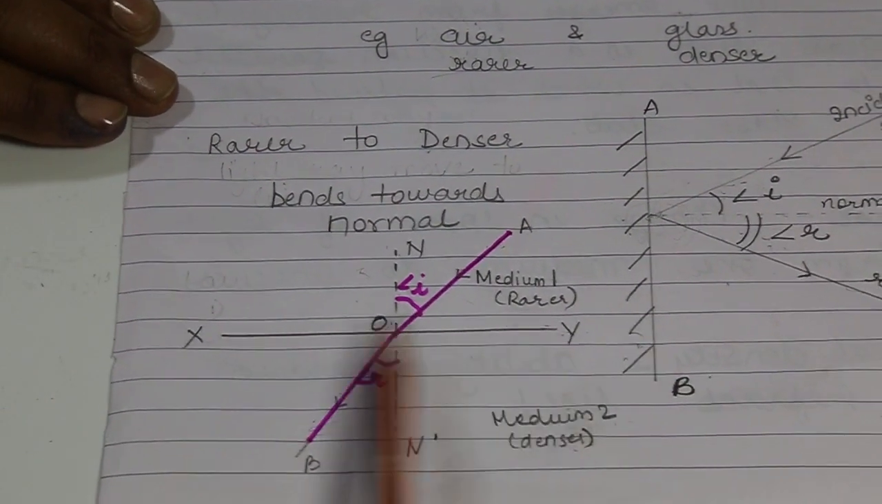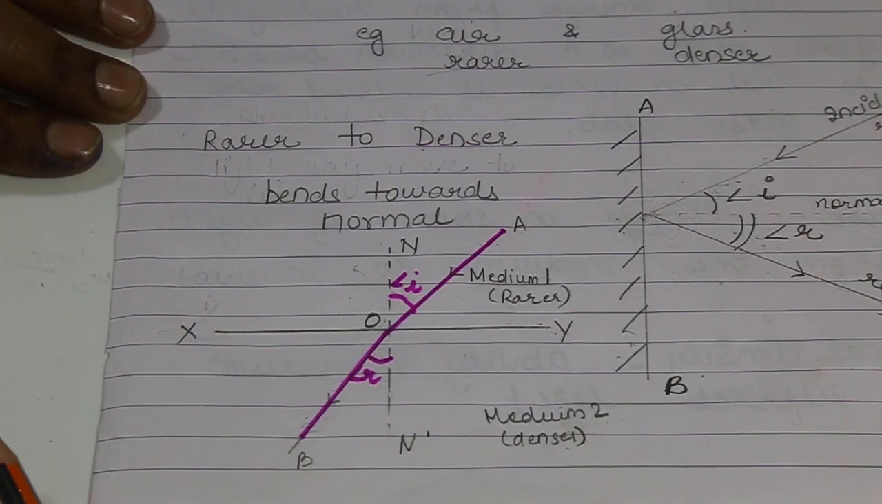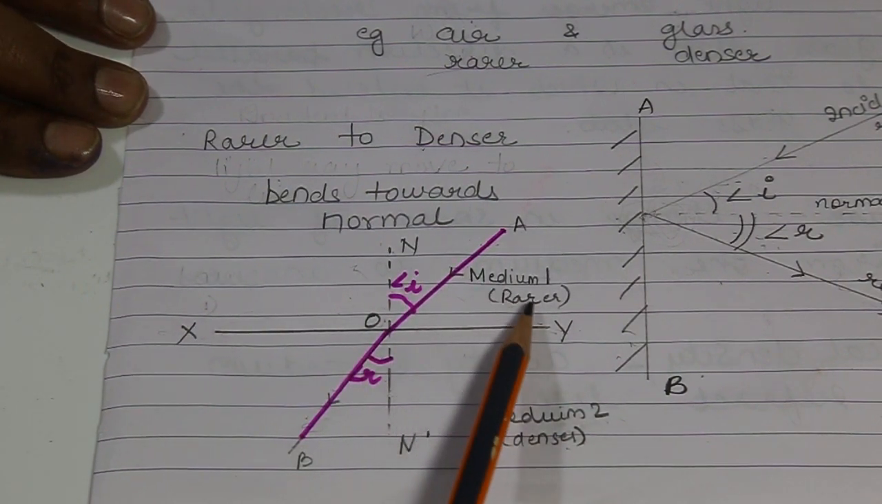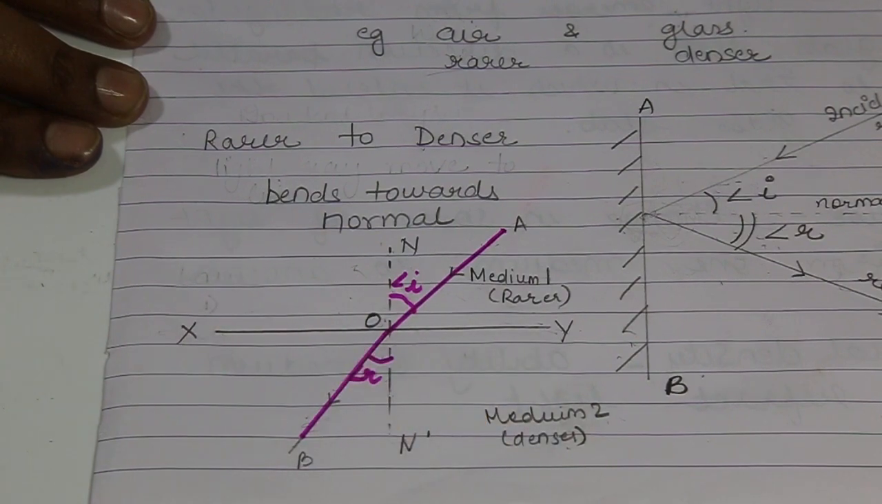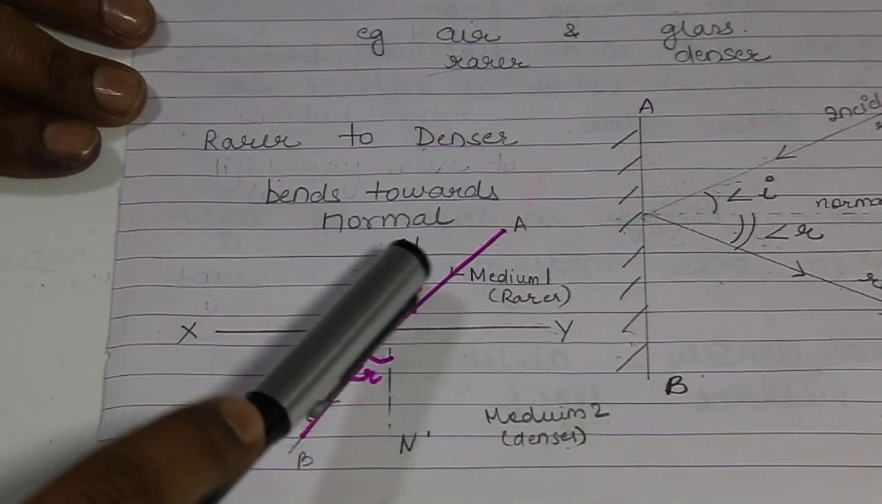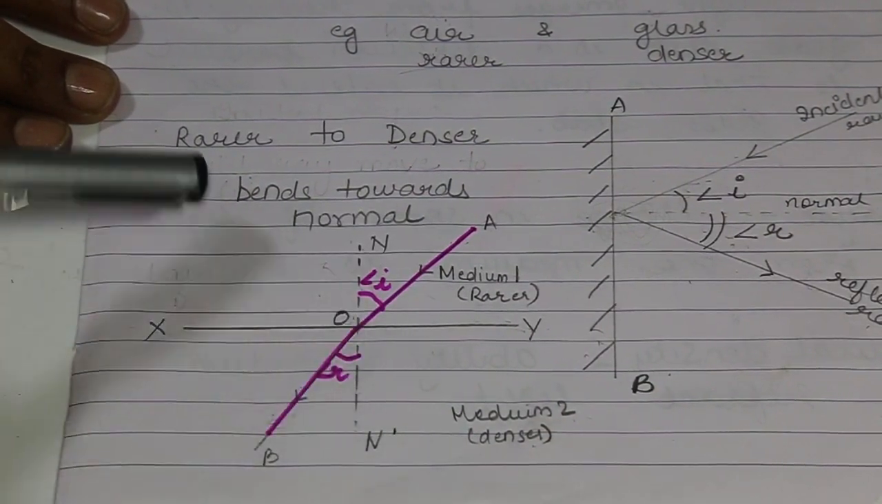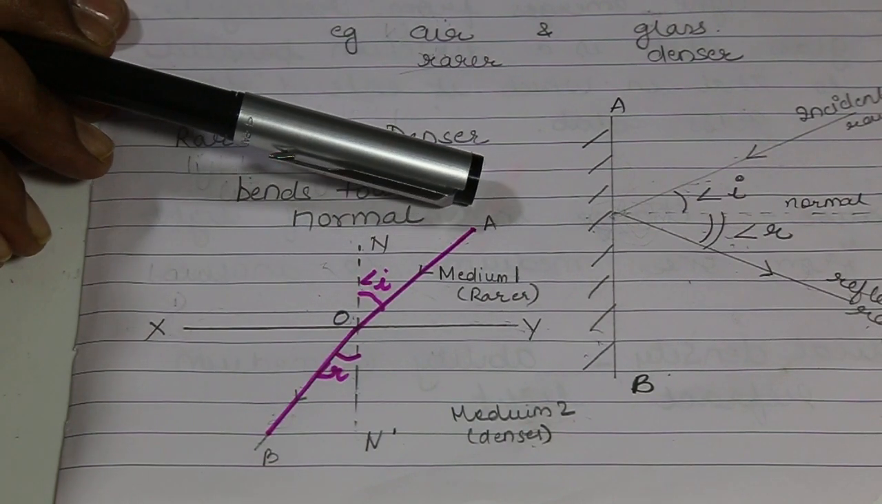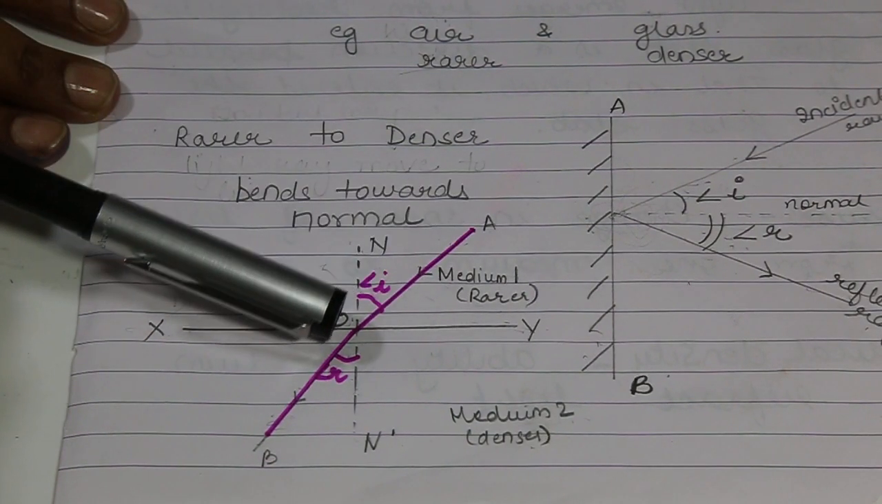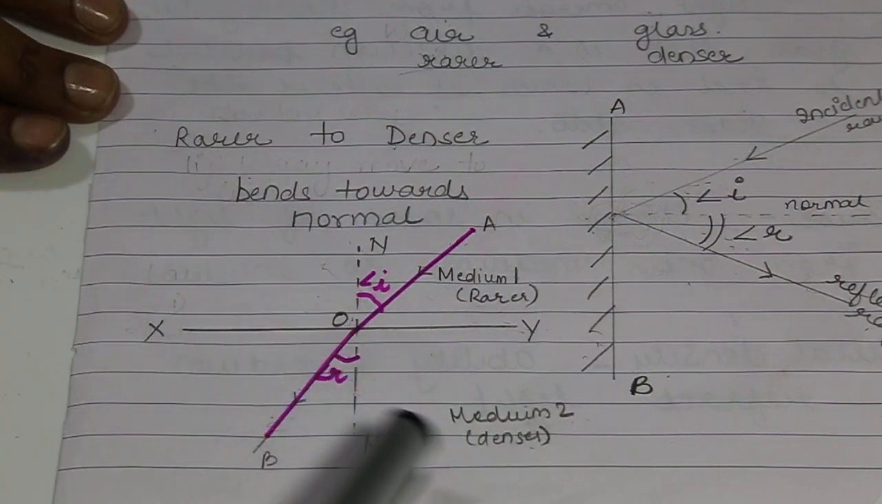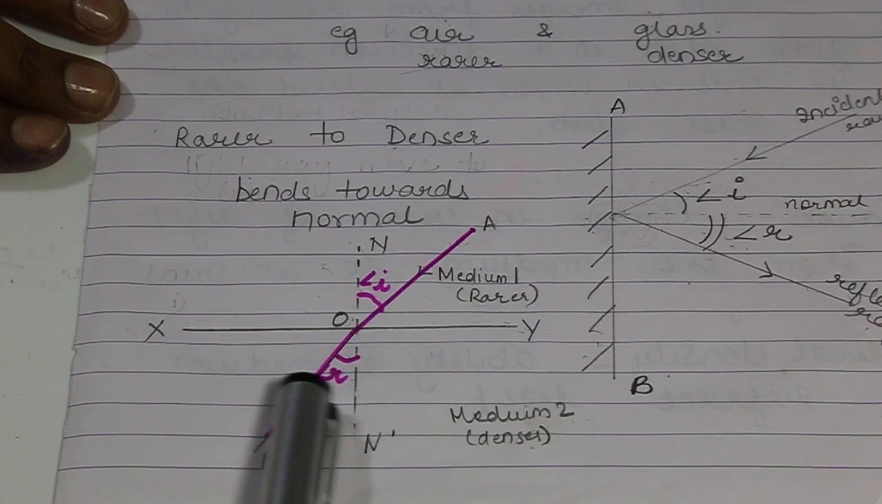Let XY be the interface of change of medium, which divides the medium into two parts. Medium 1 is the rarer medium, medium 2 the denser medium. When light travels from a rarer medium to a denser medium, we see that the ray of light bends towards the normal.